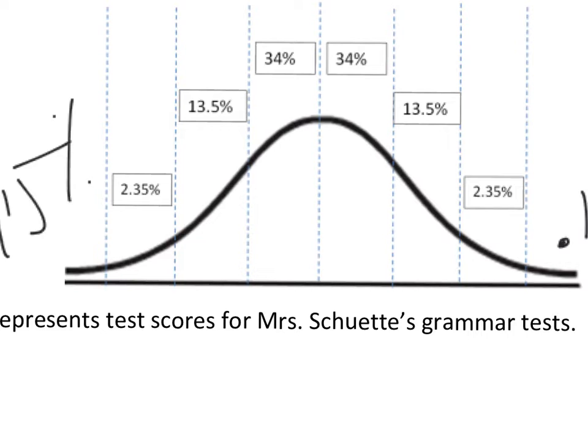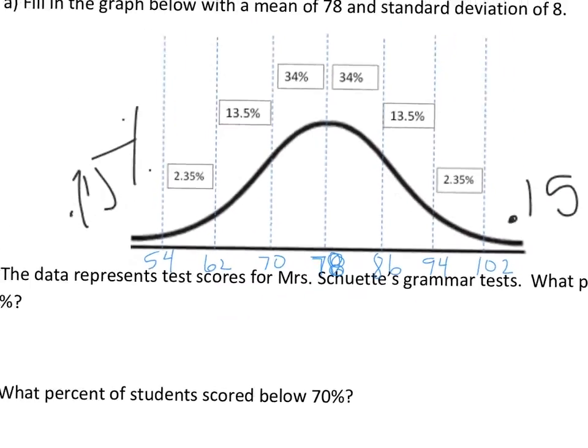So my mean right here should go right in the middle. So that would be my 78. That's an 8. My standard deviation then should be added on the right. So if I add 8 to that, that would give me 86. If I add 8 to that, I get 94. And add 8 to that, 102. And on the left, I move a standard deviation each time. So subtract 8, 62, and subtract 8, 54. So now I'm going to use these numbers to answer the questions below.